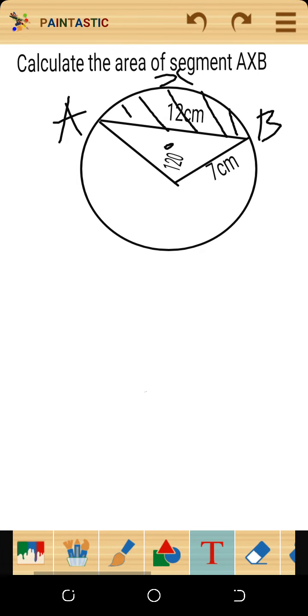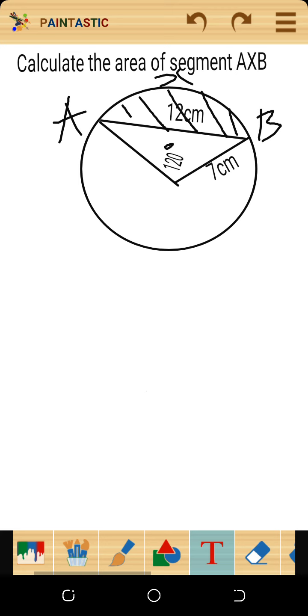Video, I'm going to share with you how you can calculate the area of the segment. And I have a simple question that I'm going to use, and this question says calculate the area of segment AXB. And in this circle, I can identify some parts.